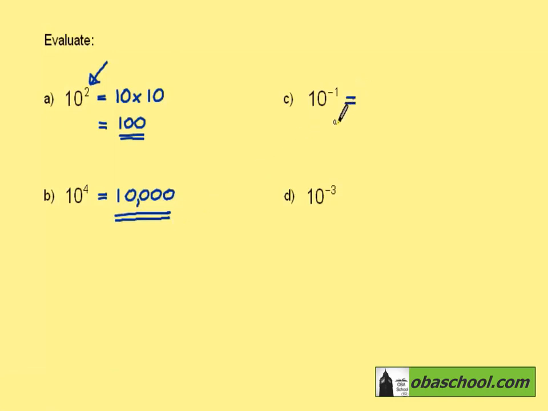Let's consider 10 to the minus 1. We know that a to the minus n is 1 over a to the power n. So 10 to the minus 1 is 1 over 10, 1/10, which we know that we can write as a decimal as 0.1. So we could either write this as a fraction or as a decimal.